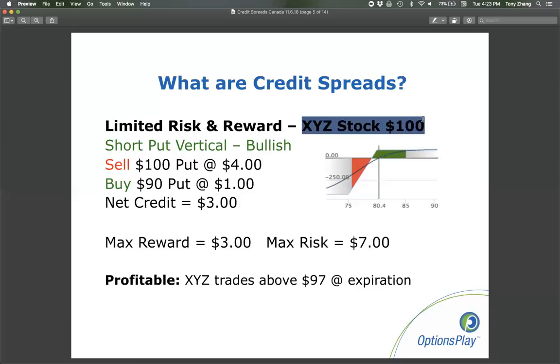So in this first example, I have stock XYZ trading at $100. In this particular case, I'm bullish on this stock. I'm bullish and I think it's going to move higher. So I can sell a credit spread to try to make money on this.